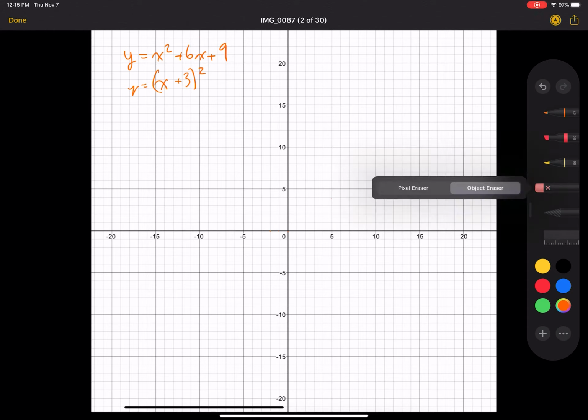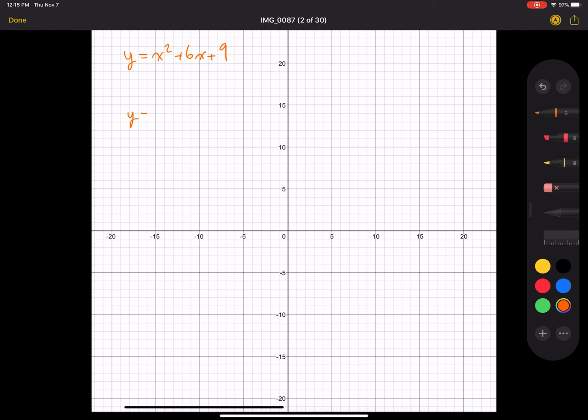Now, what if we didn't have a plus 9? What if we had y equals, let's give an example, x squared plus 6x plus 10. What do we do in this case? Well, I can't switch it. It is not a perfect square trinomial. So what do we do?